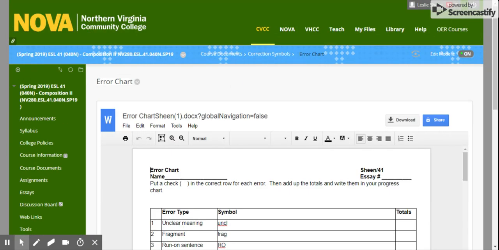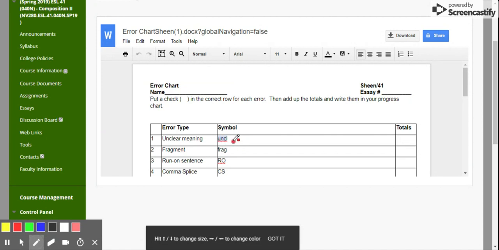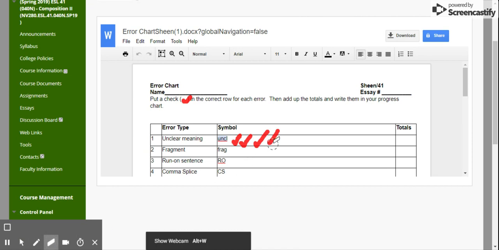Now this is a great tool, and this is the one that I want you to use to count your errors, right? So anytime I wrote UNCL on your paper, I want you to put a check mark here. Okay, check mark, check mark, check mark. Every time you see it unclear. Some of you may only have one, some may have none, but I want everybody to count their errors, okay?